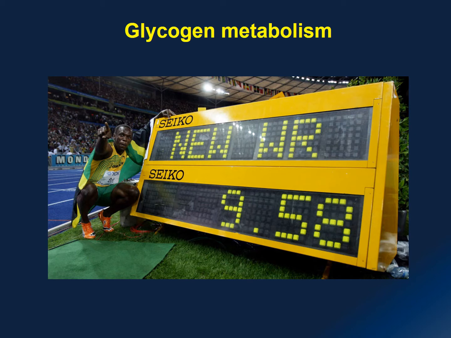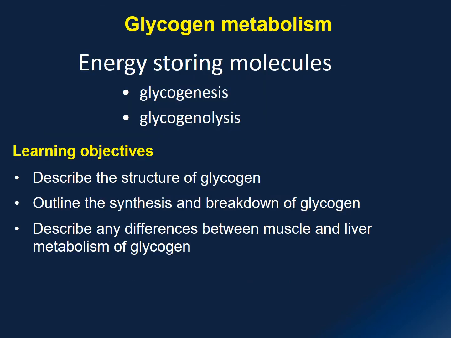Well, number two, he must have trained himself to metabolize glycogen very efficiently because glycogen provides fast energy needed in a sprint because they are composed of pure glucose molecules, and then glucose can be used in glycolysis to produce ATP under the anaerobic condition. And today we will look at glycogen, which is the energy storing molecules, and we'll look at both the synthesis and the breakdown of glycogen in detail.